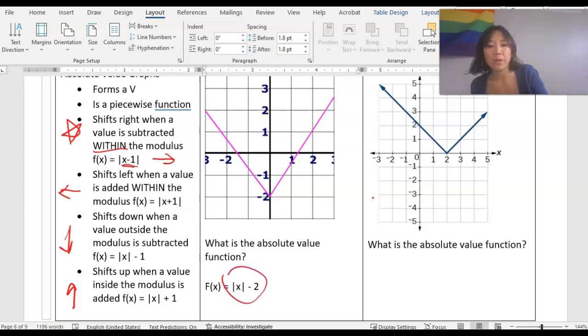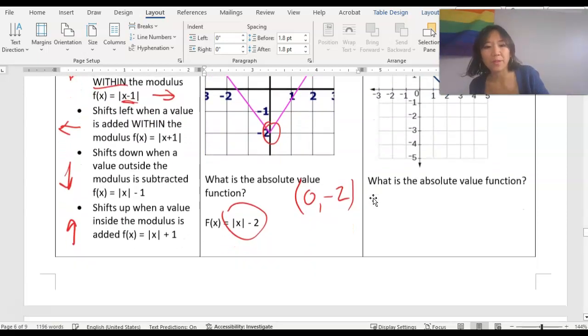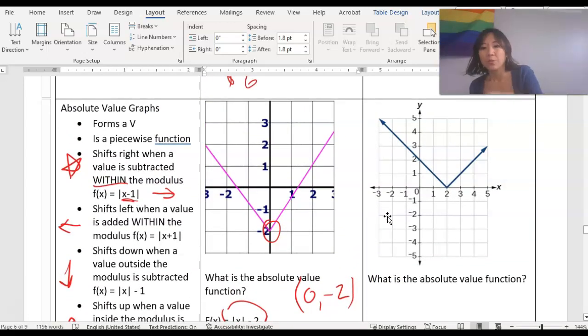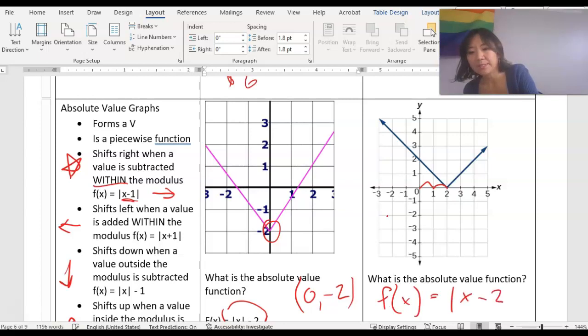So here the absolute value function is the absolute value of x minus 2. And if we plug in, this is 0, -2, right? If I plug that into my equation and I say the absolute value of 0 minus 2 equals -2, that is true, so I know that that is the right equation. So for this one, I'm going over 2, right? And so it is across side to side, so it's going to be within the modulus. So f of x equals x minus 2.